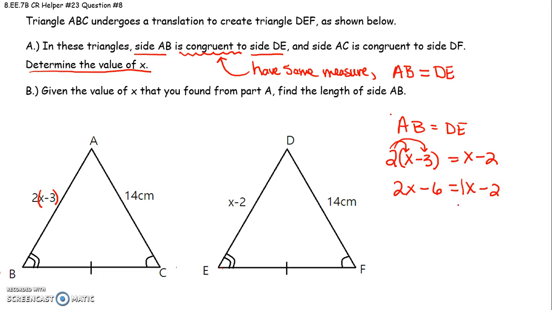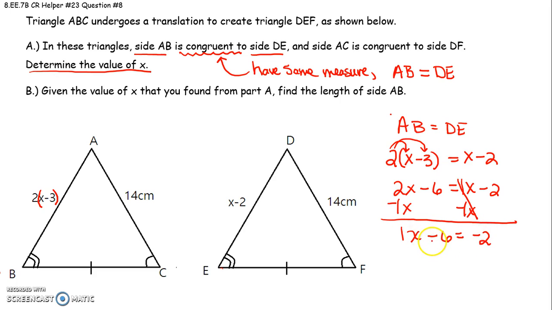I'll take this 1x and I'll move it over to the left-hand side of that equal sign. I'll do that by subtracting 1x from the right. If I subtract 1x from the right side of the equal sign, I must subtract 1x from the left side of that equal sign. x's get subtracted from x's. 2x minus 1x is 1x. Then I still have a minus 6 equals, on the right-hand side, I have minus 2.